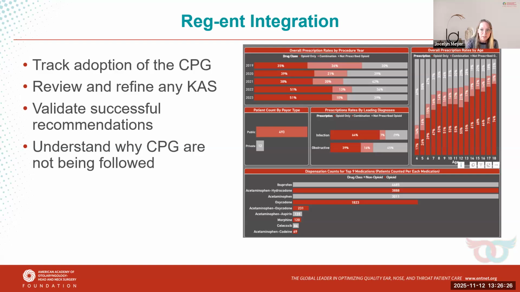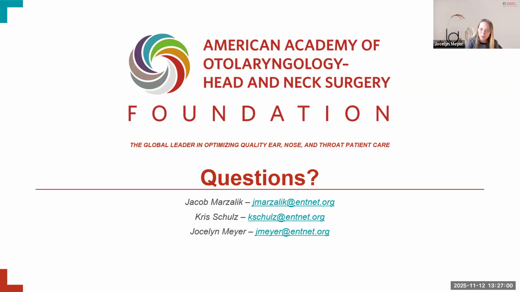Through ongoing data review, we can validate successful recommendations and ensure they lead to measurable improvements over time. And equally important, digitization also helps us understand why some recommendations are being followed, whether it's due to workflow constraints, documentation gaps, or clinical disagreement. So all of this helps us refine both the guidelines and their implementation strategies, closing the loop between evidence and practice. So I think we can go to the next slide, and I think that opens it up for questions.